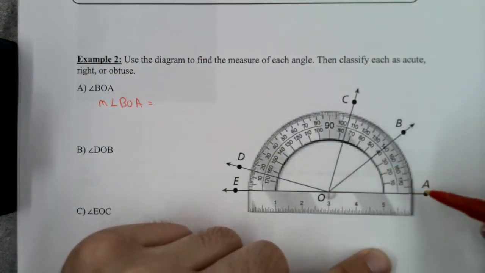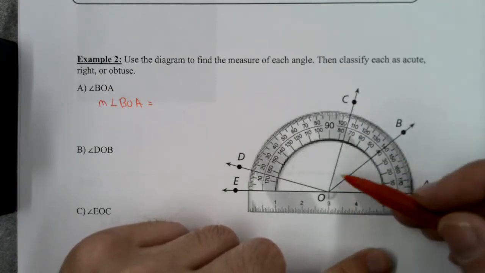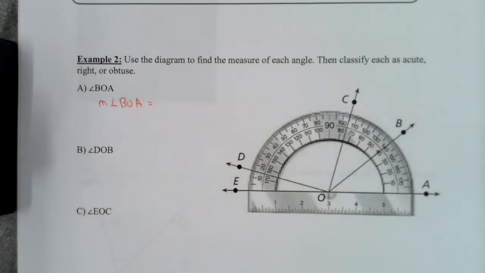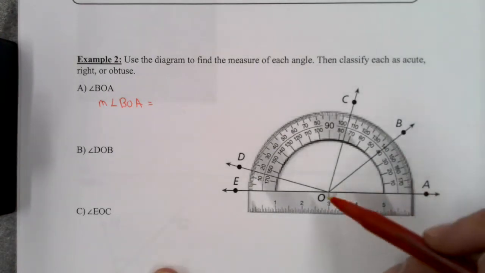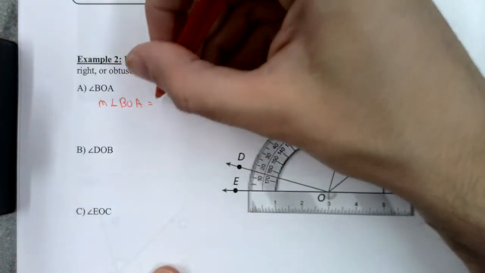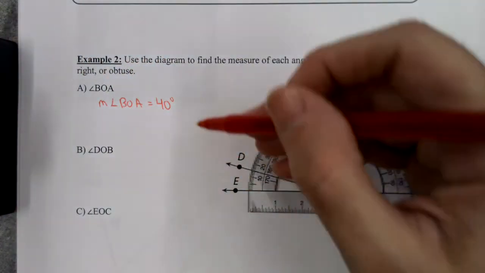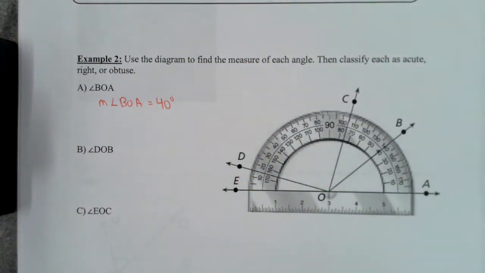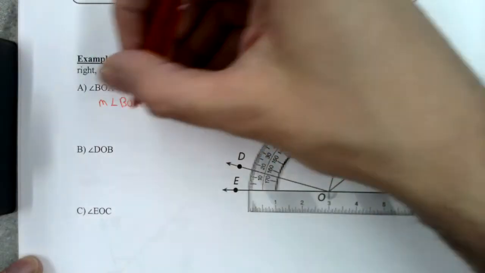So if you look at angle BOA, it's right here. You'll see it goes through two numbers. It goes through 40 and 140. So you're going to have to think, which one is it? Is it 40 or is it 140? The way to think about that is to see ahead of time, is it less than 90 or is it greater than 90? Angle BOA is less than 90 degrees, so it's going to be 40, not 140. So measure of angle BOA equals 40 degrees. That's how you write it. Little m, angle BOA equals 40 degrees. Classify it. This is acute.